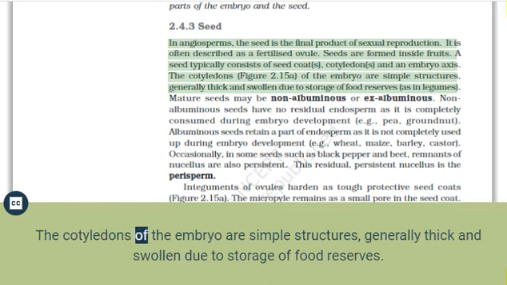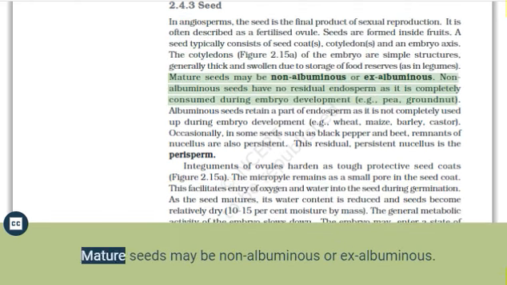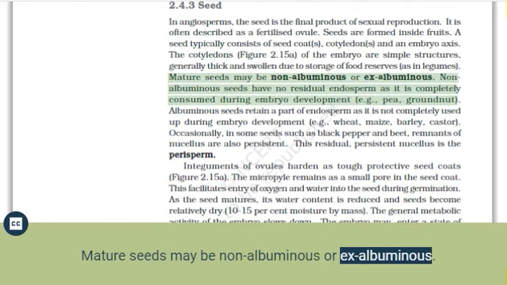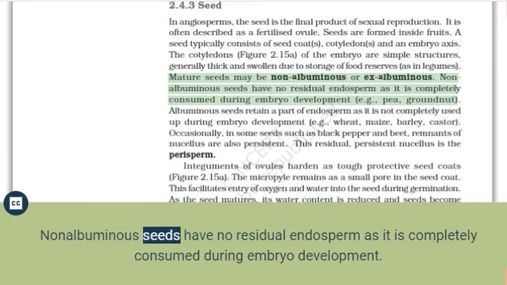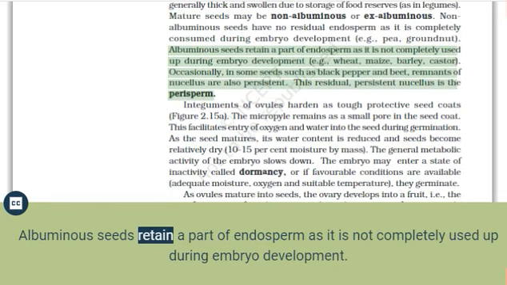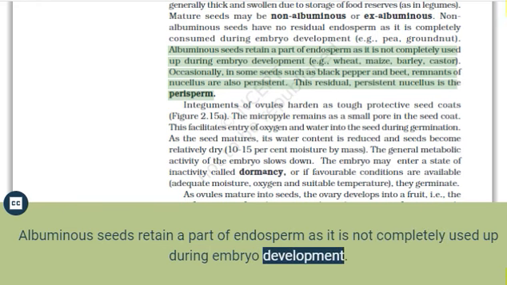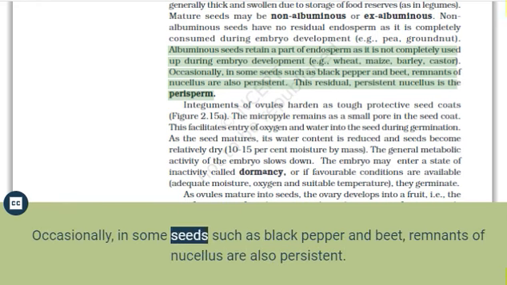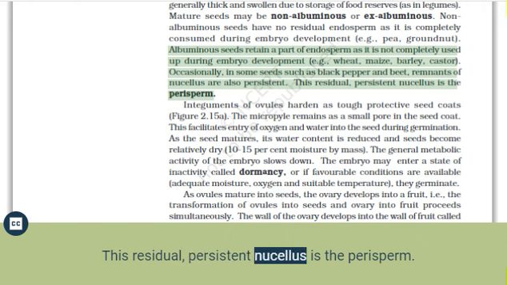The cotyledons of the embryo are simple structures, generally thick and swollen due to storage of food reserves. Mature seeds may be non-albuminous or exalbuminous. Non-albuminous seeds have no residual endosperm as it is completely consumed during embryo development. Albuminous seeds retain a part of endosperm as it is not completely used up during embryo development. Occasionally, in some seeds such as black pepper and beet, remnants of nucellus are also persistent. This residual, persistent nucellus is the perisperm.